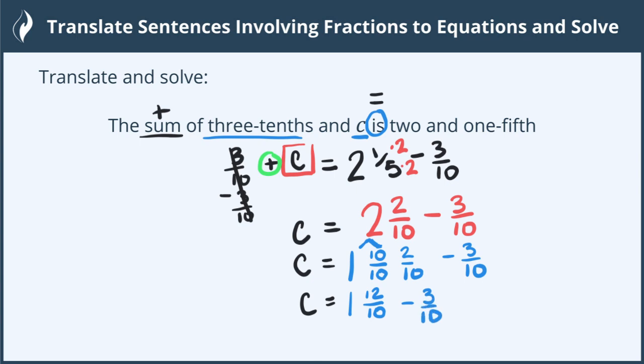Now that I've borrowed a whole pie that was divided evenly into 10 sections and combined it with my small 2/10, I have a sufficient amount of 12 to subtract the 3. 12 minus 3 is 9, so I get 1 and 9/10. This is still equal to c. And my whole answer is 1 and 9/10.